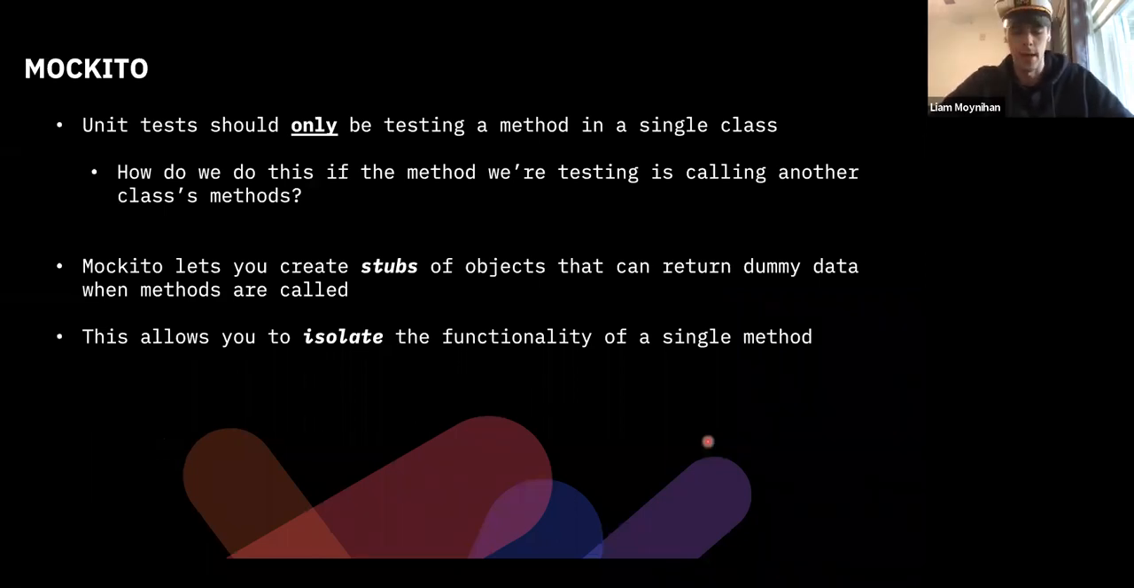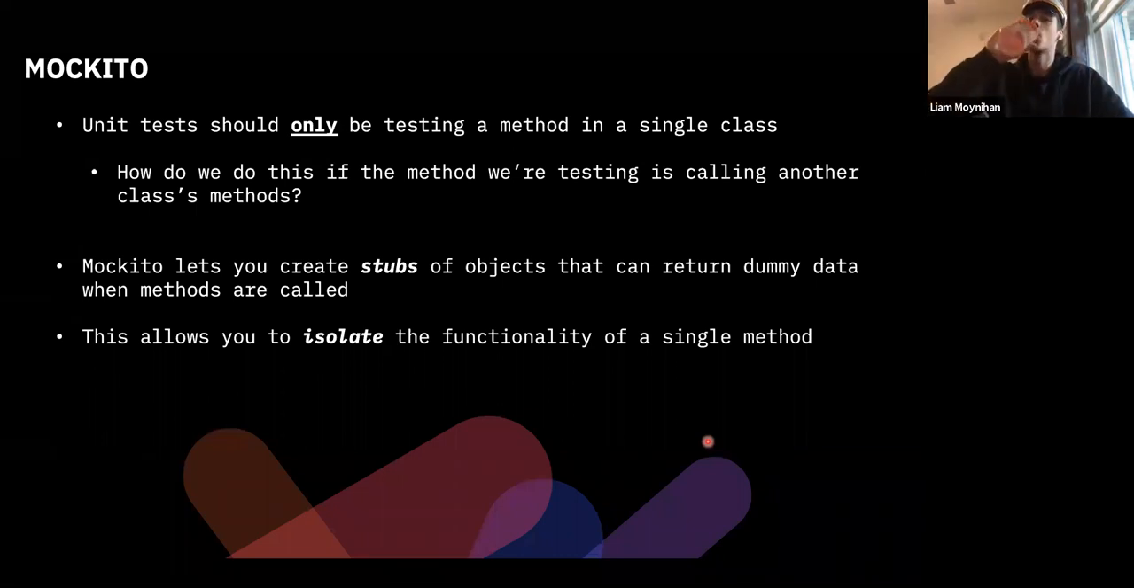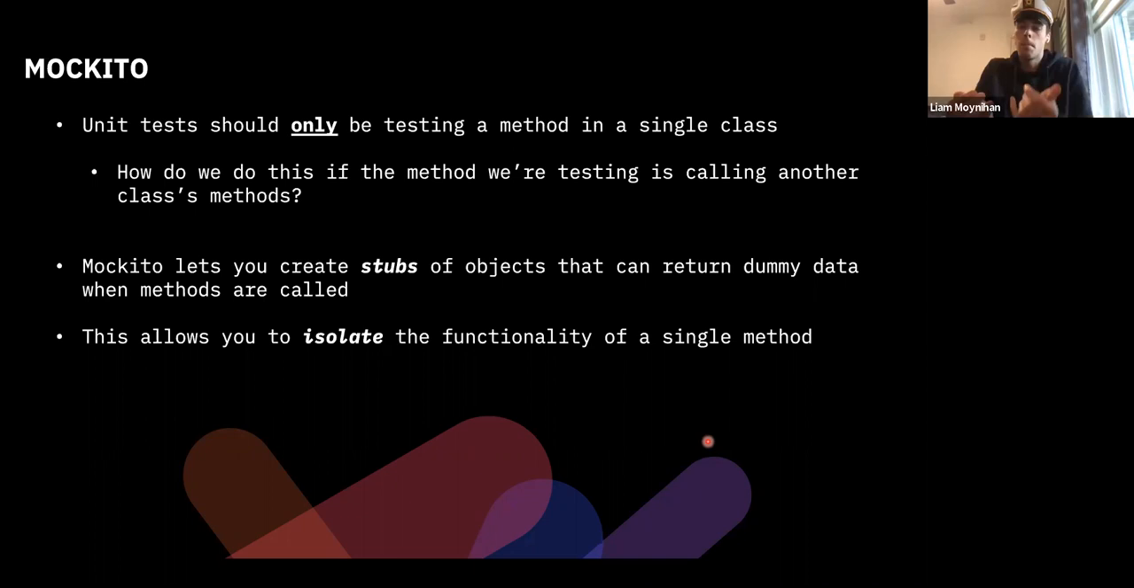So let's talk a little bit about Mockito. And this also gets into a little bit of the theory behind unit tests and what makes a good unit test. So essentially, a unit test really should just be that. It should be a unit. It should only test the single function, and ideally it shouldn't test any other behavior outside of that.